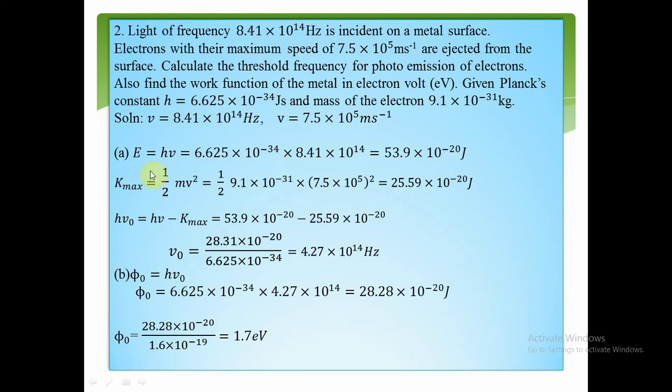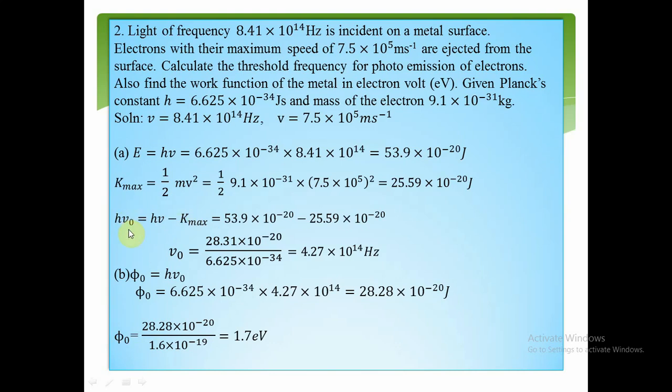Next, we have to calculate the kinetic energy by using the formula half m v square, because v is given and m, the mass of the electron, is also given. That is half into 9.1 into 10 raised to minus 31 into 7.5 into 10 raised to 5 whole square. After simplification we get 25.59 into 10 raised to minus 20 joules. And this is the photoelectric equation.